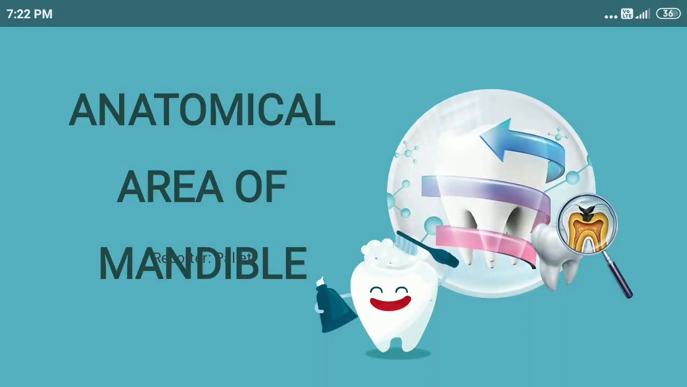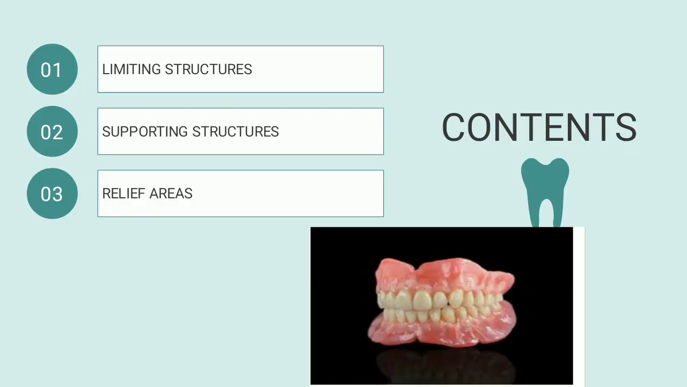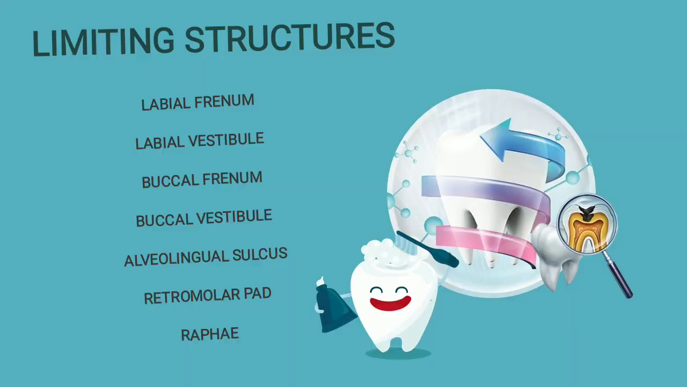Hi everyone. Today we are going to see the anatomical areas of the mandible. We have seen the anatomical areas of the maxilla in the previous video. The contents are limiting structures, supporting structures and relief areas. Let's go into the first one, that is limiting structures.